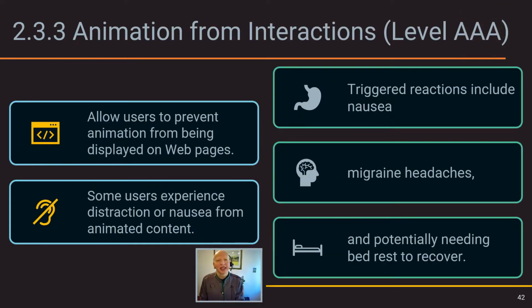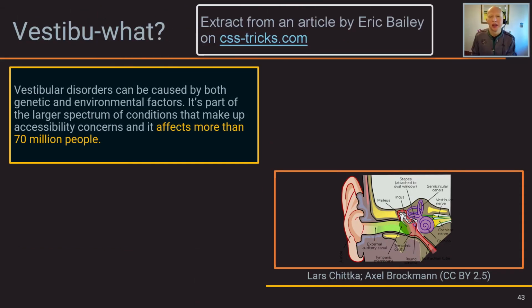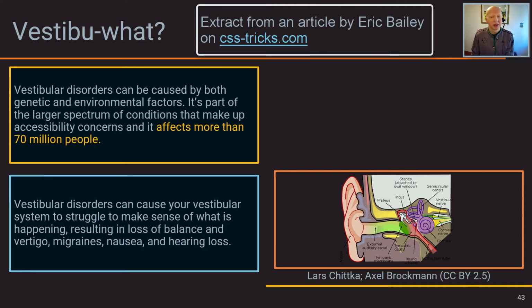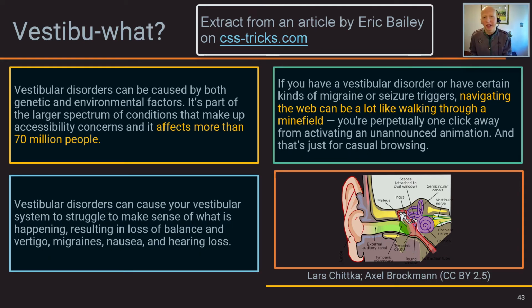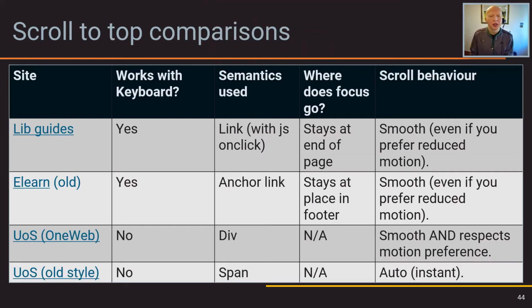The AAA success criterion, animations from interactions, requires us to allow users to prevent animations from being displayed on web pages. That's because some users find that fancy scroll effects like parallax or animations in general can cause nausea and migraines. More than 70 million people are affected by these vestibular disorders. Effects can include vertigo and hearing loss. Using the web when you have those experiences is going to be really tough, so that's what this success criterion is designed to accommodate. Reviewing a few University of Southampton sites, none meet all of the good practices that we've identified here. Why not go back and check your sites?